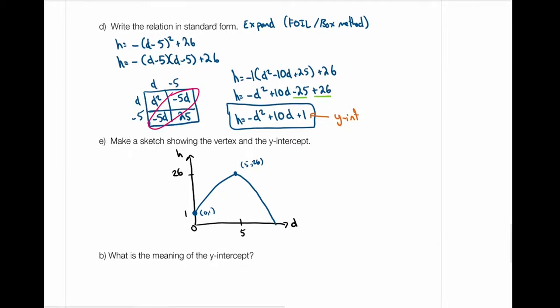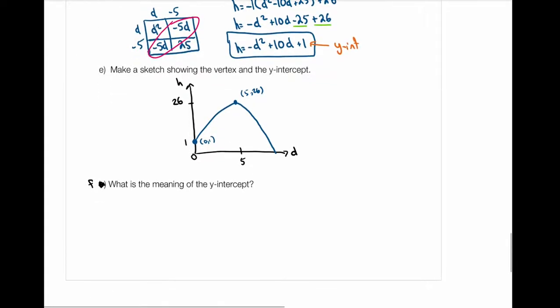What is the meaning of the y-intercept? It should be F. So the meaning of our y-intercept, again, if we look at it, when the horizontal distance is 0, the height is 1. So the horizontal distance of 0 means when we're hitting the ball. So this means, therefore, the ball is hit 1 meter in the air.